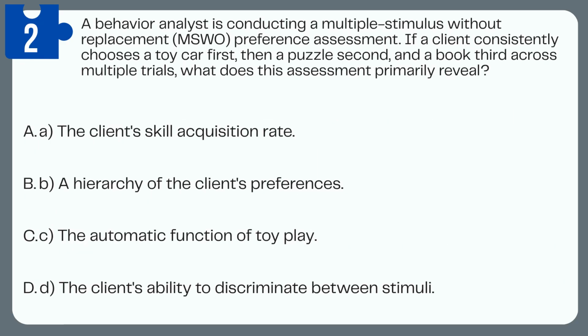Question 2. A behavior analyst is conducting a multiple stimulus without replacement, MSWO, preference assessment. If a client consistently chooses a toy car first, then a puzzle second, and a book third across multiple trials, what does this assessment primarily reveal? A. The client's skill acquisition rate. B. A hierarchy of the client's preferences. C. The automatic function of toy play. D. The client's ability to discriminate between stimuli.